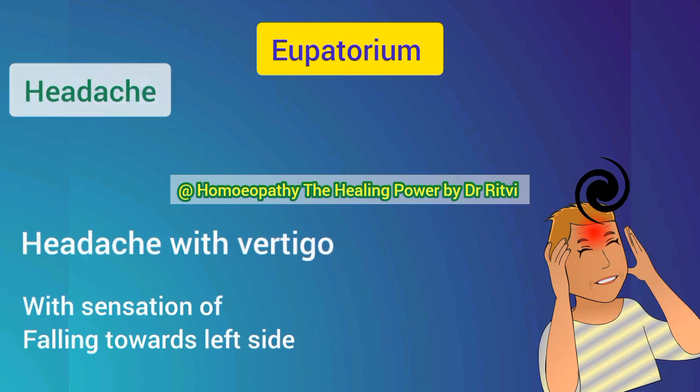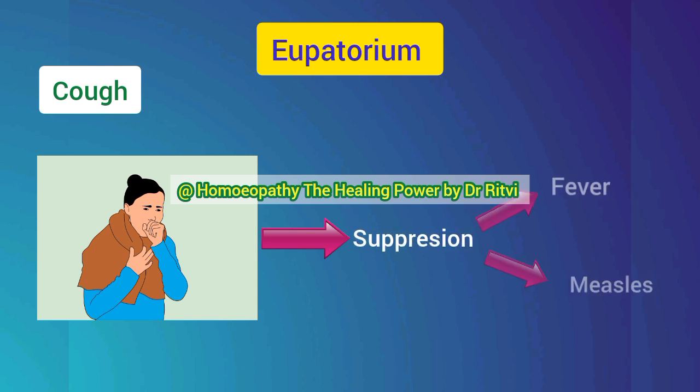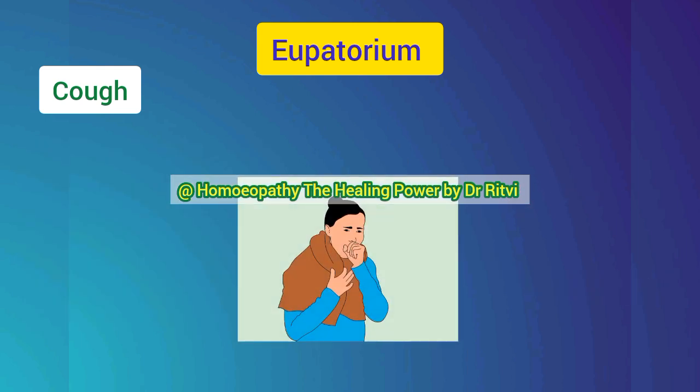Friends, Eupatorium is also indicated for cough. Here the cough is caused because of suppression of fevers and also because of suppression of measles. Here the cough is present with tickling sensation which is felt in the chest region. There is a hawking cough with very much difficulty in breathing felt by the patient.